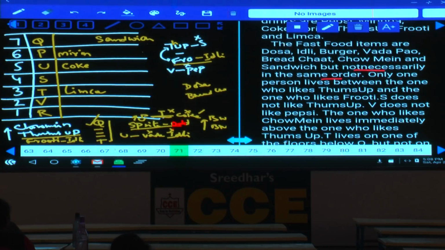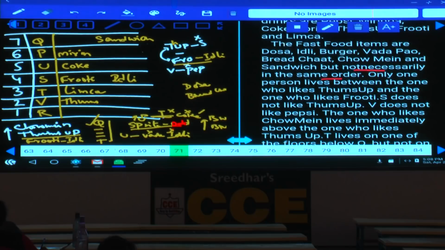And out of these, S does not like thumbs up. As S does not like thumbs up, V must like thumbs up. If V likes thumbs up, then this must be fruity. If S is fruity, and the one who likes fruity likes idli, then this will be idli. Now Mirinda, Coke, fruity, Limca, thumbs up are done. Now we are left with what?